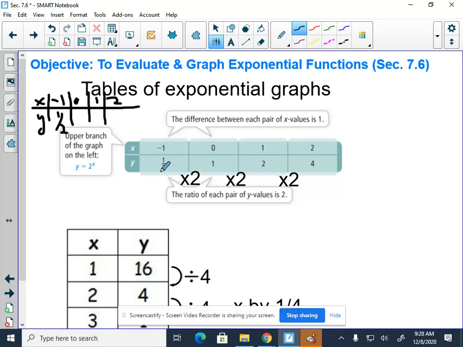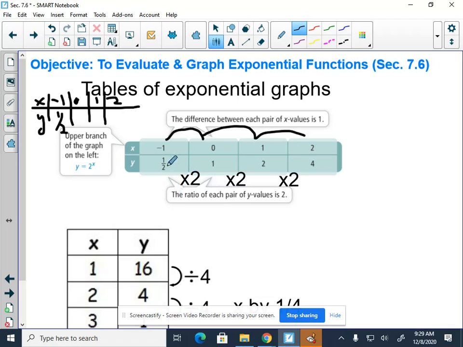Now we have to think, what happens? Here, the difference between these x values is 1. They're all going up by 1. And you're going to see that a lot in exponential functions. A lot of times when you graph the x values, those go up by 1. And what we're really going to look at is what happens to y.